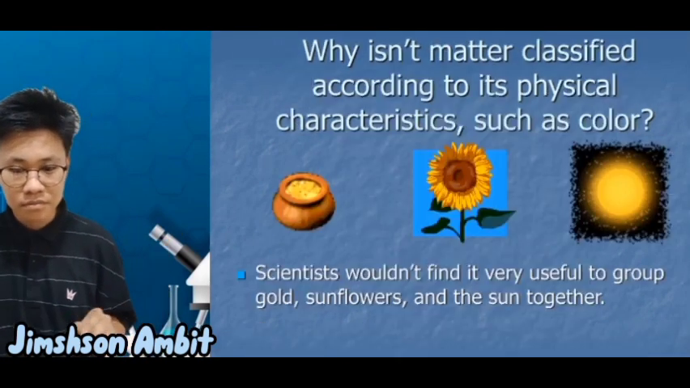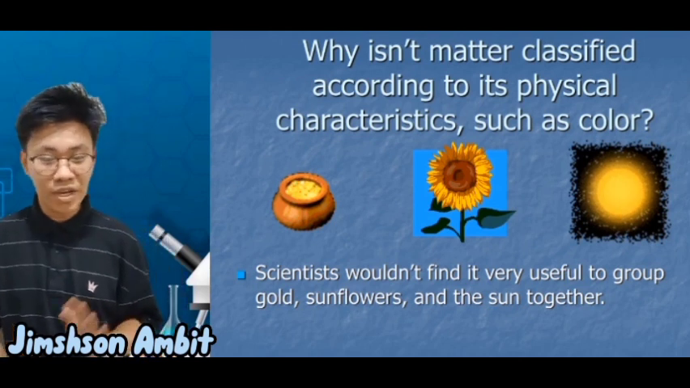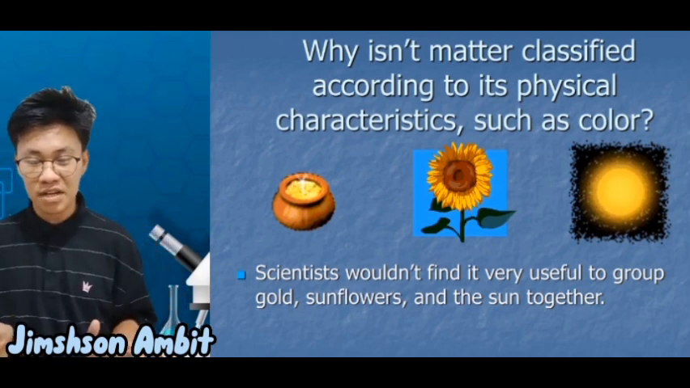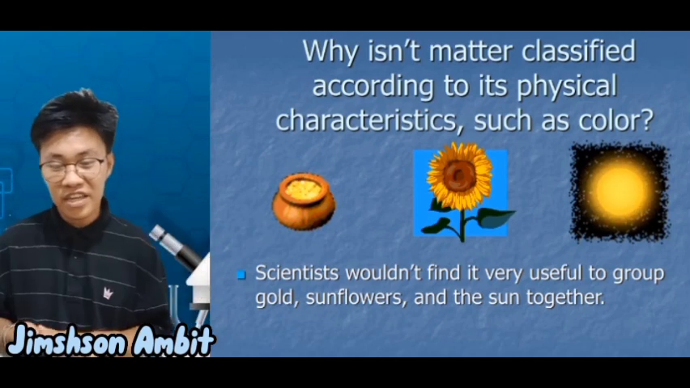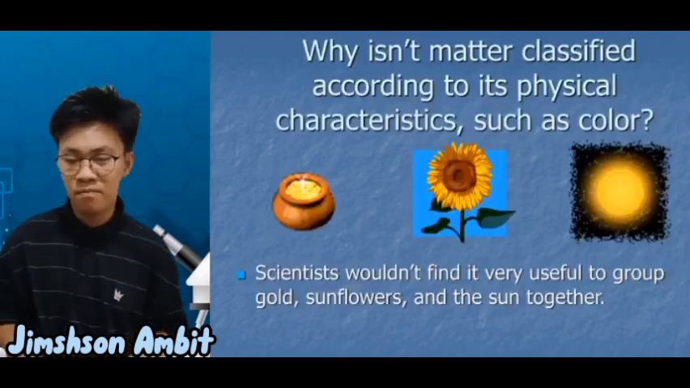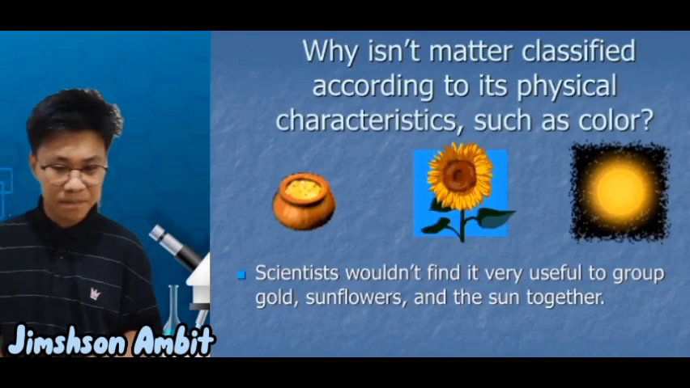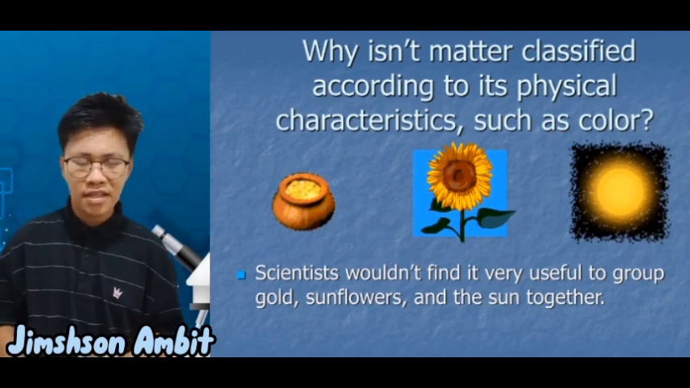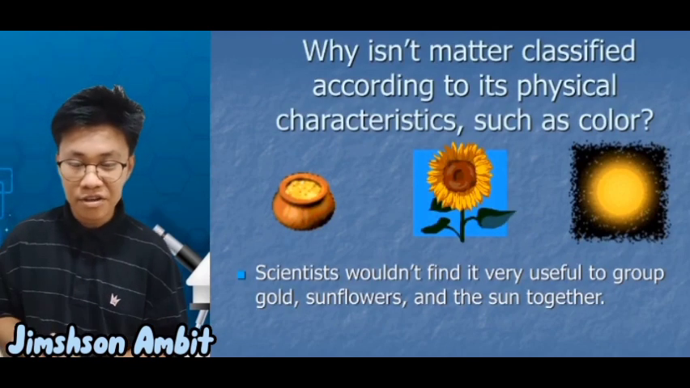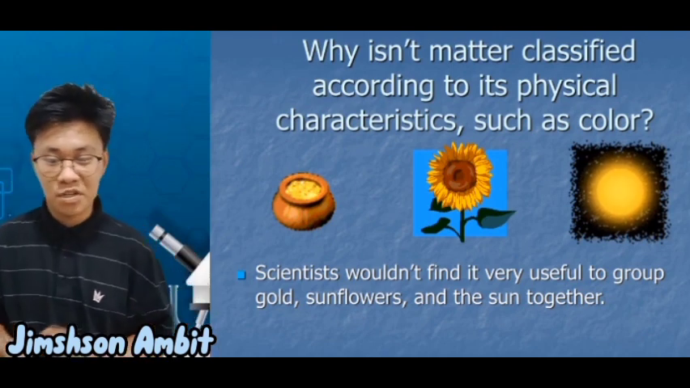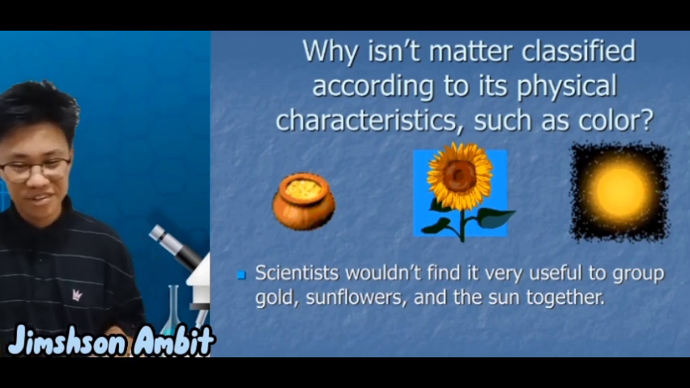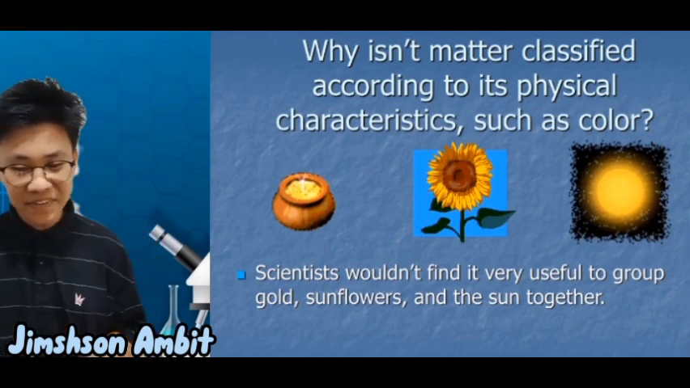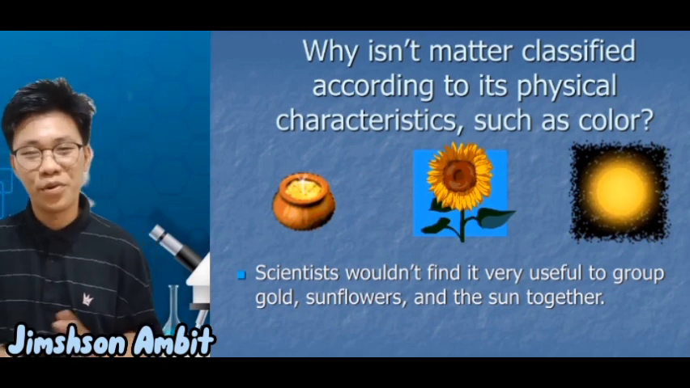Alright. Why is matter not classified according to its physical characteristics, such as color? Here's the answer. While physical characteristics like color may be visually striking, they do not provide a substantial scientific basis for classifying matter. It would be impractical to group substances like gold, sunflower, and the sun together based solely on their color. So scientific classification requires a more comprehensive approach.